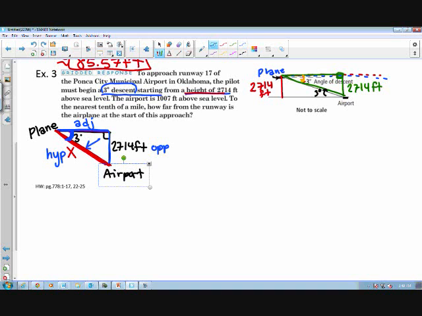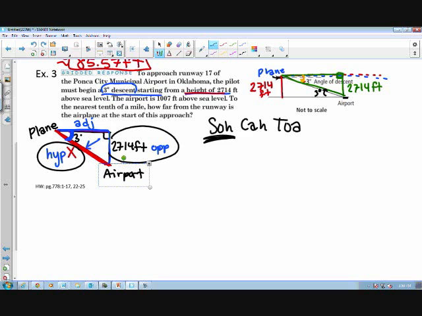So the two we have to use are the opposite and hypotenuse, because one is the x and one is the length that we actually have information about. So we think of SOHCAHTOA. Which one has an O and an H? I think it would be SOH. So we will use sine. Sine of our given angle, 3 degrees, equals opposite over hypotenuse. Opposite is 2,714 divided by hypotenuse, which is x.